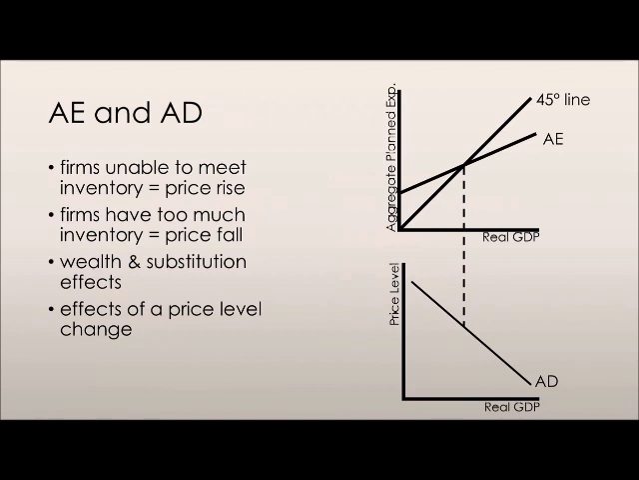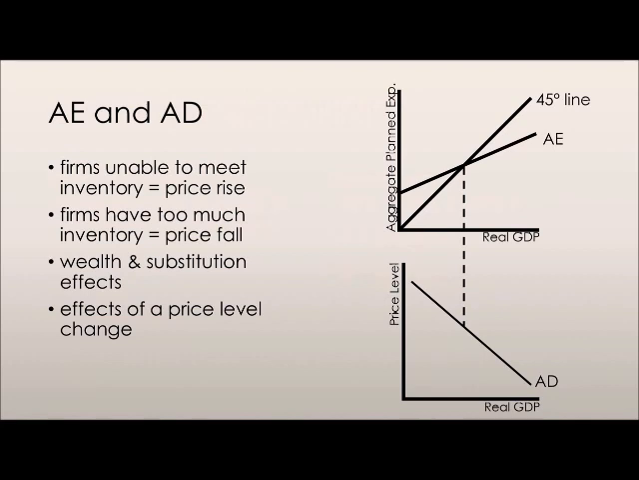The wealth effect just states that the smaller the purchasing power of wealth, the less people spend and the more they save. So with less wealth, people spend less and they save more. So thus, the higher the price level is, the lower is the aggregate expenditure.